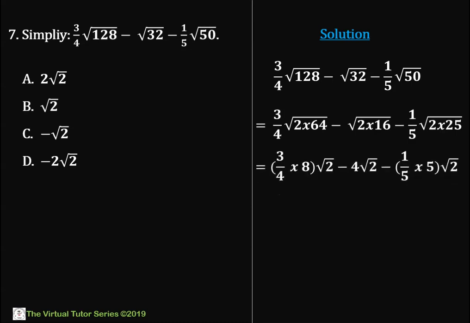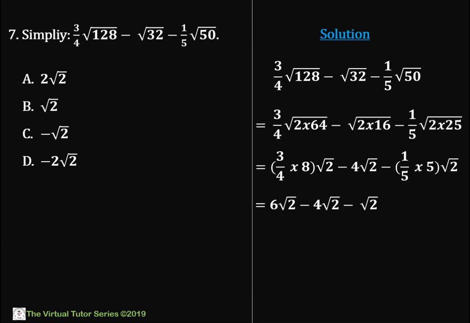So we have 3 over 4 times 8 root 2 minus 4 root 2 minus 1/5 times 5 root 2. 8 divided by 4 is 2 and 2 times 3 is 6. Again, 5 divided by 5 is 1 and 1 times 1 is 1. So our expression now becomes 6 root 2 minus 4 root 2 minus root 2.